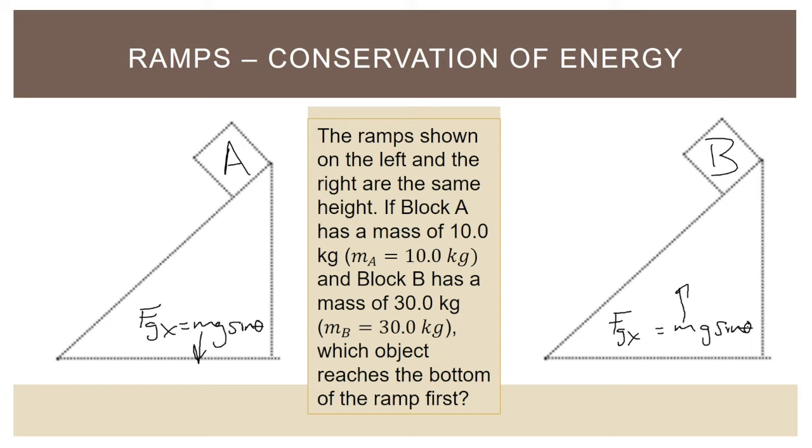The force accelerating B is going to be larger, but object B also has a larger inertia. So when we go to calculate the acceleration, if we just do F net over M, we're going to get this force here, mg sine theta, divided by the mass. And so the mass is canceled. The acceleration is just g sine theta. And so the fact that they have the same acceleration is very important.